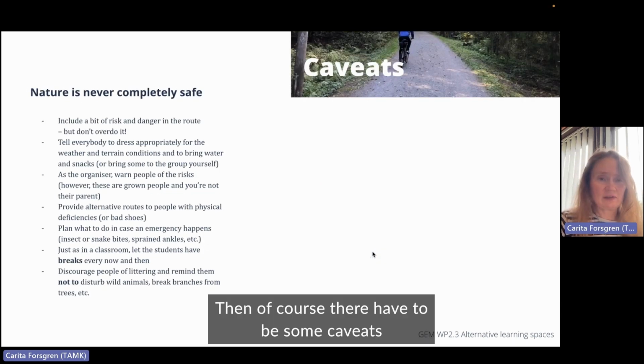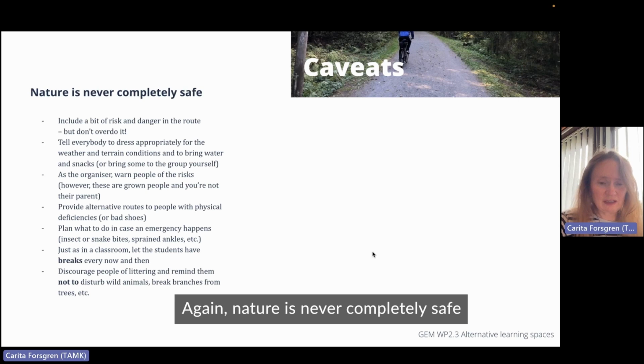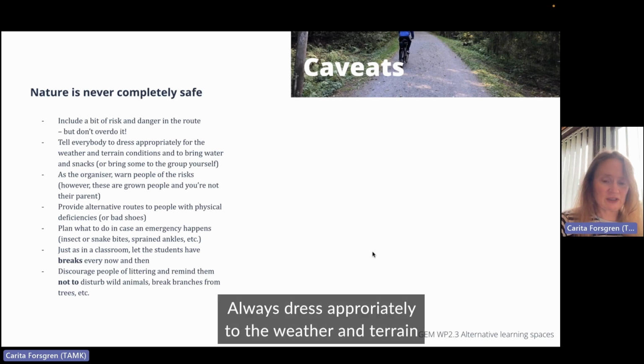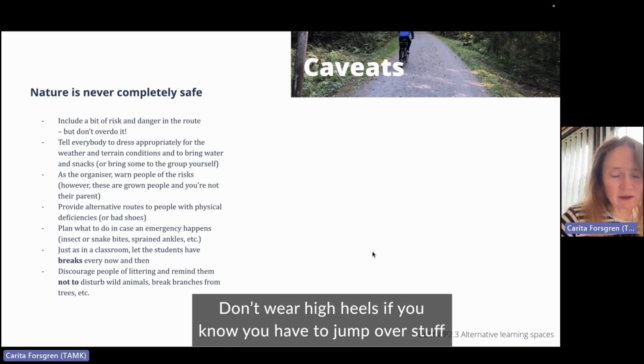And then, of course, there have to be some caveats. Again, nature is never completely safe, and if it was, it would be pretty boring. So include a little bit of risk and danger in the route, but don't overdo it. Always dress appropriately to the weather and terrain. So don't wear high heels if you know that you have to jump over stuff.